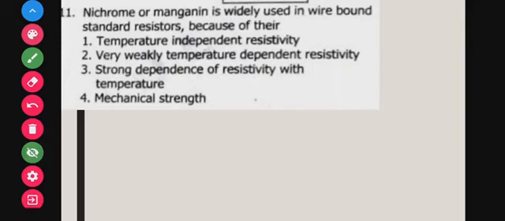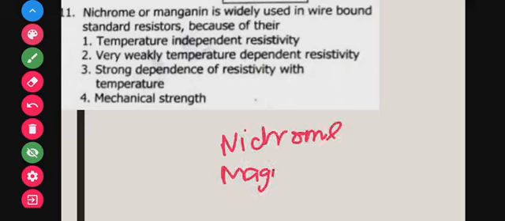Nichrome or manganese is widely used in wire-bound standard resistors because of their, okay, so the reason for using nichrome and manganese, if you see, is that they are used because of their very weakly temperature dependent resistivity. So the reason is option number 2, so the answer to the question is option number 2. Next we will move on to the next question.